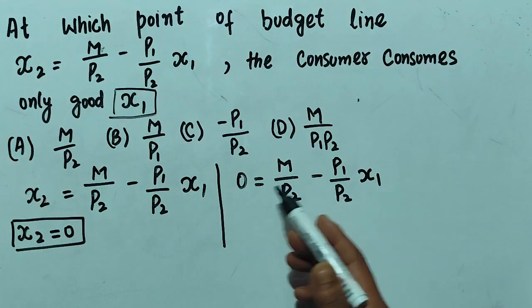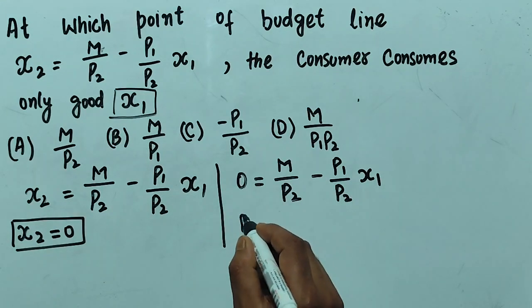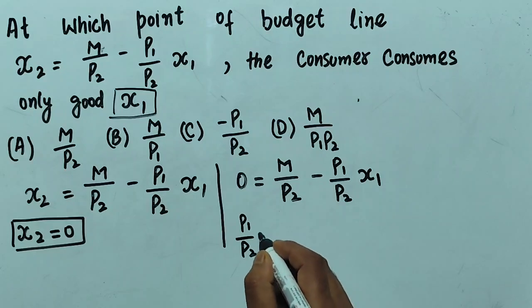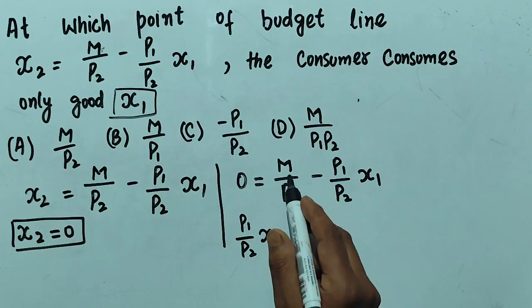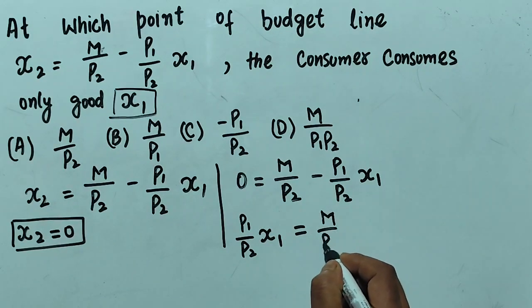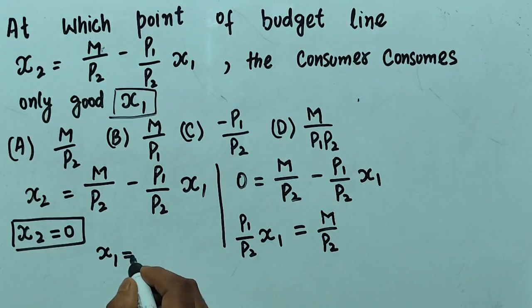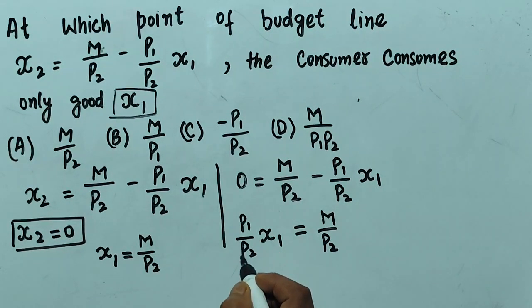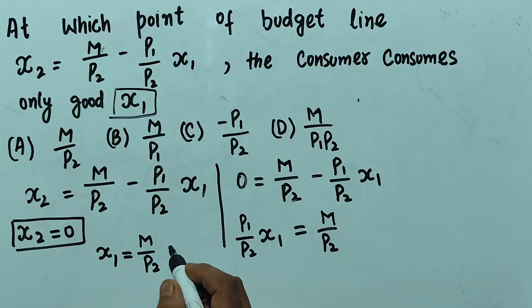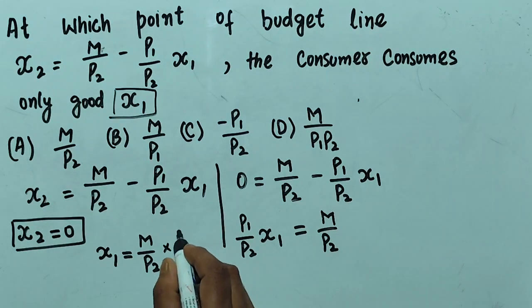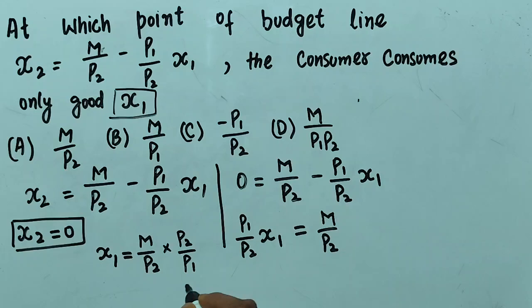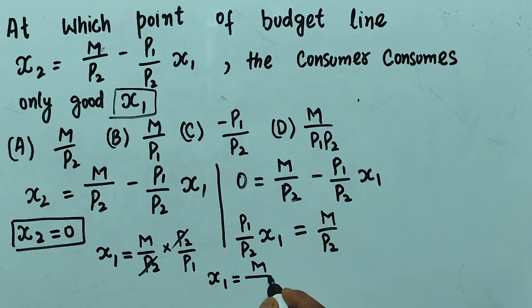Solving it here, to transpose it here, it becomes positive. So we have p1 upon p2 x1 is equal to m upon p2. Solving further, so x1 will be equal to, we have m upon p2. If I transpose p1 upon p2 to RHS, it will get multiplied but reciprocated. It becomes p2 upon p1. Here p2 and p2 gets cancelled. We are left with, so x1 will be equal to m upon p1.